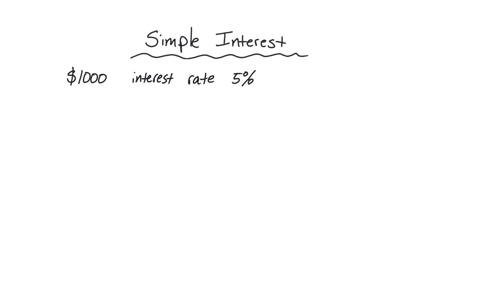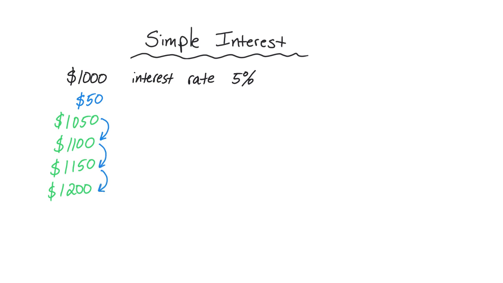So originally I put $1,000 in. 5% of $1,000 means I would get $50 of interest. So that means every time the interest is calculated, I get $50. So the first time the interest is calculated, I end up with $1,050. Then I get $1,100. Then I would get $1,150. Then I would get $1,200. Every time that my investment grows, it's always growing by $50.